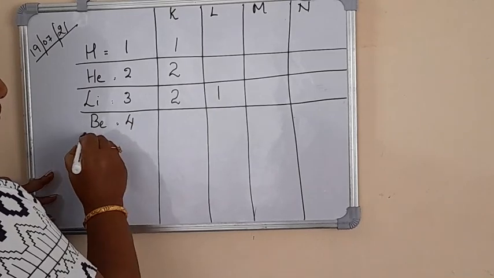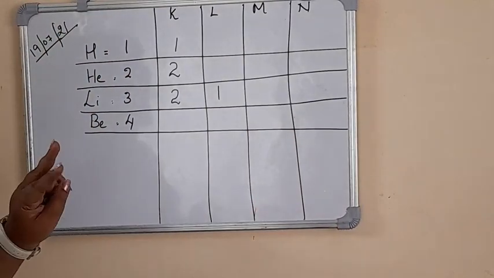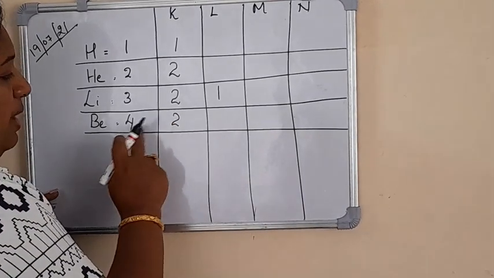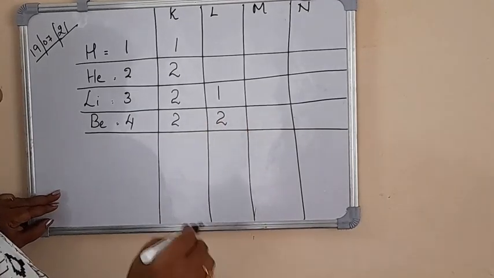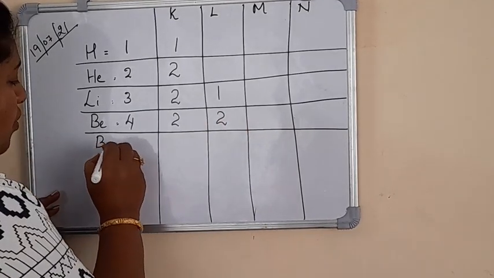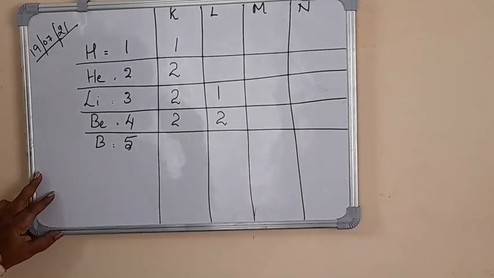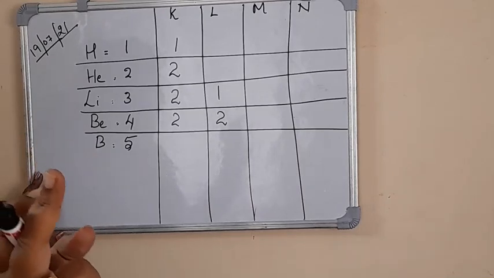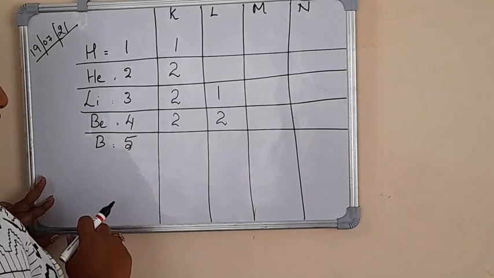Next, beryllium. Atomic number 4. Here, same. K shell, 2 electrons. 4 minus 2, 2. That 2 electrons will go to the L shell. Next, boron, 5. So, keep in mind that L can accommodate a maximum of 8 electrons. That you have to keep in mind when you are writing the electronic configuration.